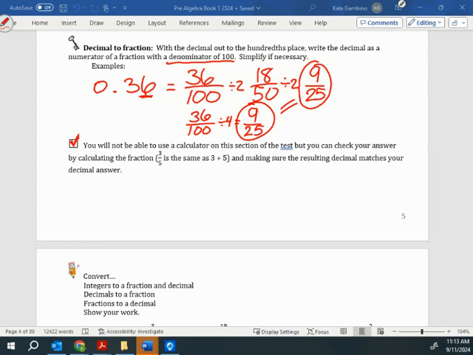Do I care which way you go about it? No. I care that you're getting it to the answer. That you're simplifying it as low as you can go. That's the important part. So it's okay if we simplify, simplify, simplify. And it's okay if we just simplify it that one time and we're done. Either way, it's both 9/25.